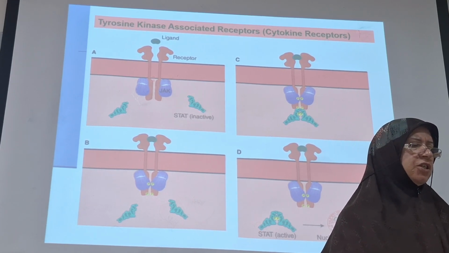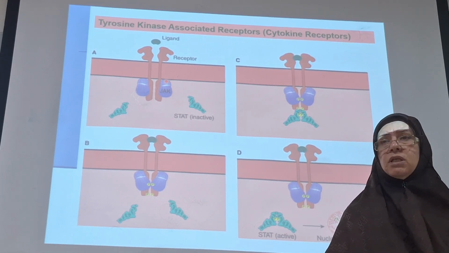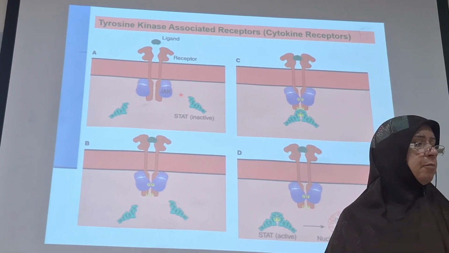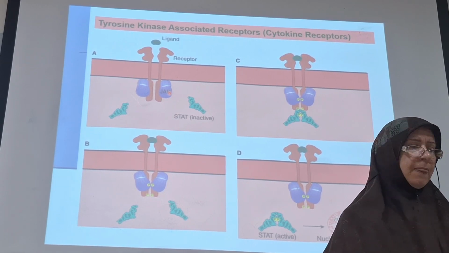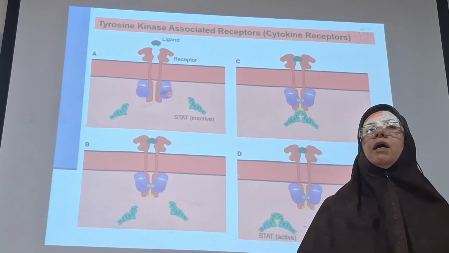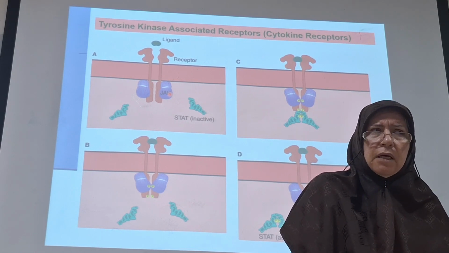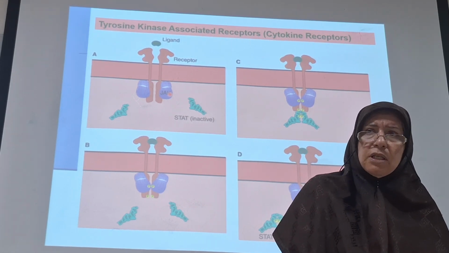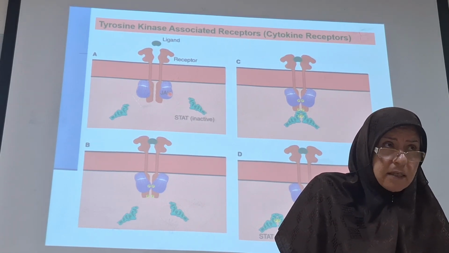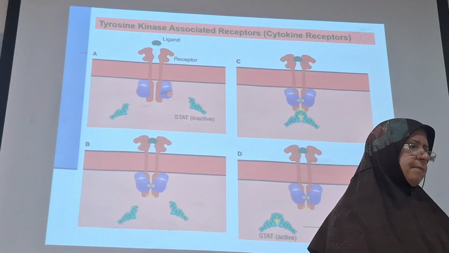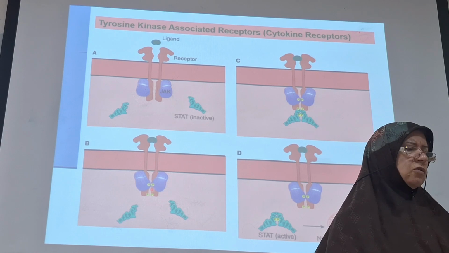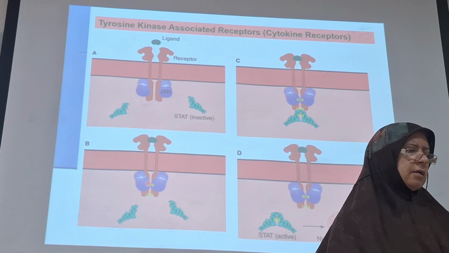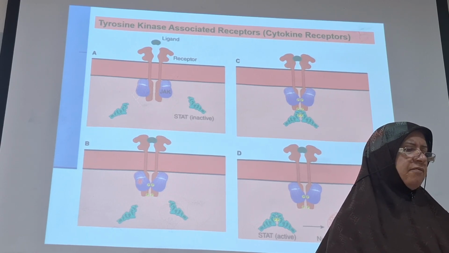Okay. JAK is a tyrosine kinase protein bound inside the cell, inside the receptors. What happens? JAK is a tyrosine kinase. It phosphorylates tyrosine inside the receptors and also each other. Okay? So we have here phosphotyrosine.